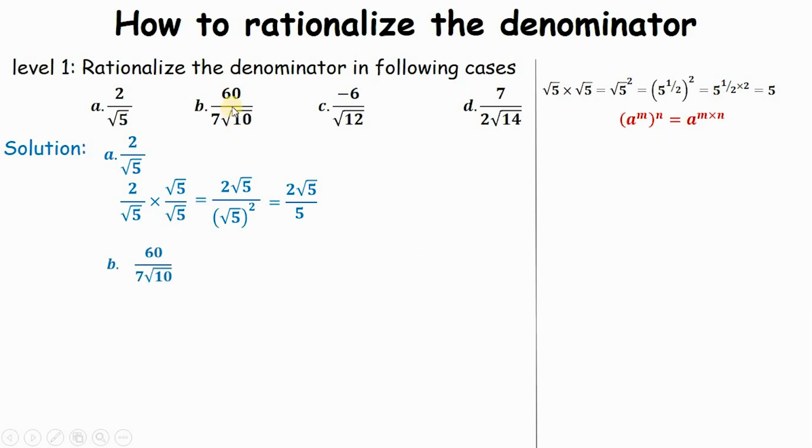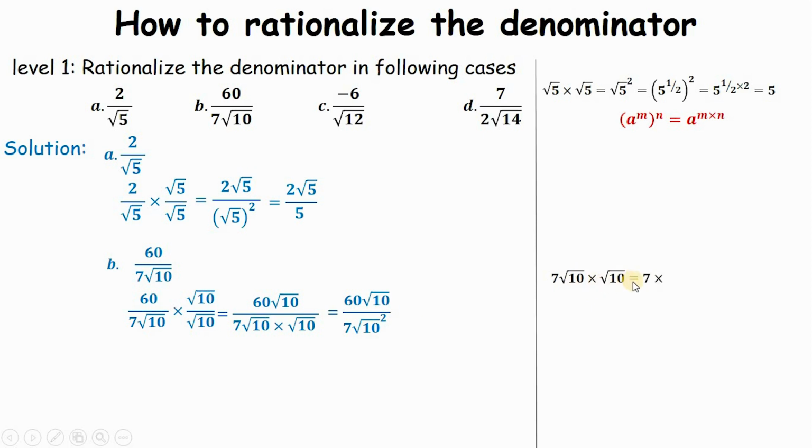Now this second example, that is B, is equal to 60 by 7 root 10. Now here we have to only rationalize the irrational number. So what we do is we'll multiply both the numerator 60 and denominator 7 root 10 by root 10. When you multiply it, you get 60 into root 10 by 7 root 10 into root 10, which is equal to 60 root 10 by 7 into root 10 squared.